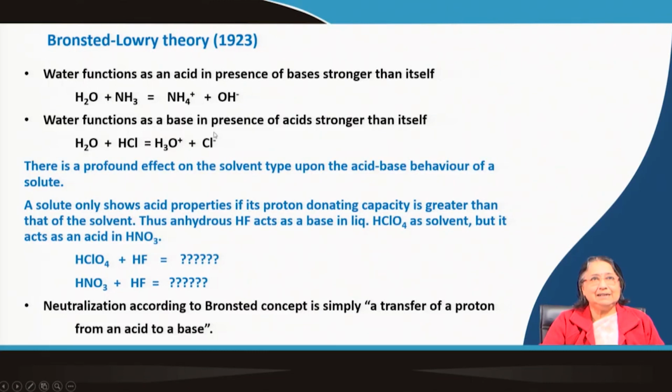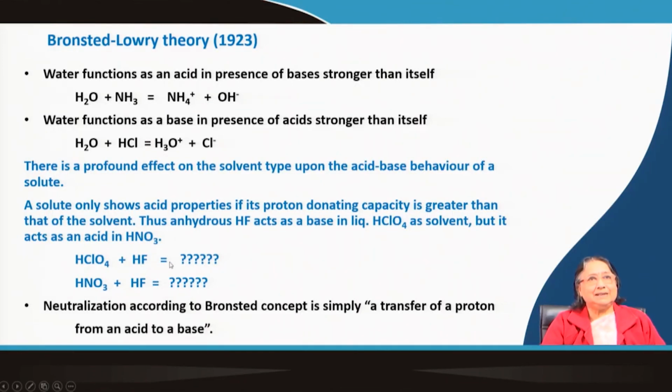In this reaction you can see that HCl is a stronger acid than water, that is why. So, everything is relative. You have to think about who is the better acid and which is the better base, and only then can you decide who will act as an acid and which will act as a base. There is a profound effect which tells us that the solvent has an enormous effect in deciding which will be an acid and which will be a base. That means the acid-base behavior of a solute.